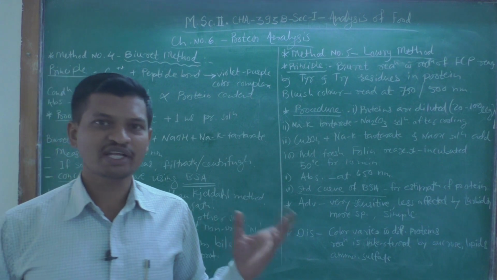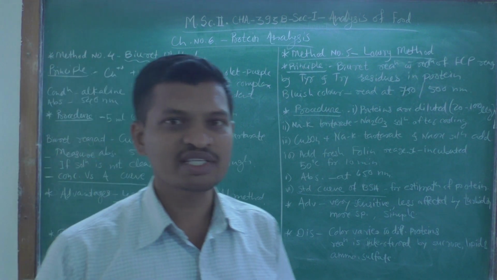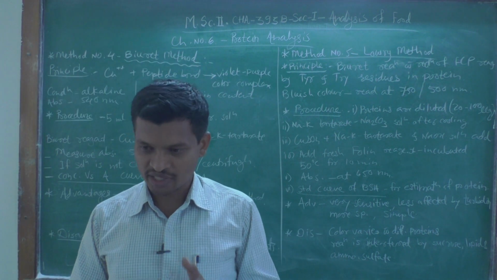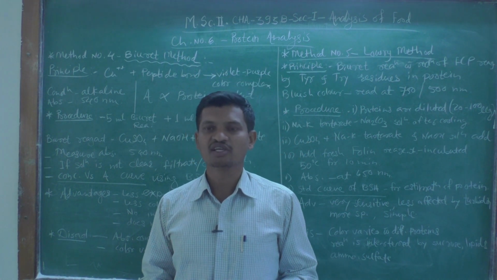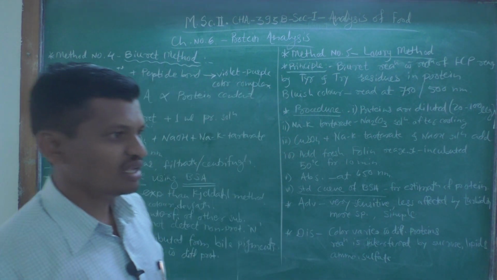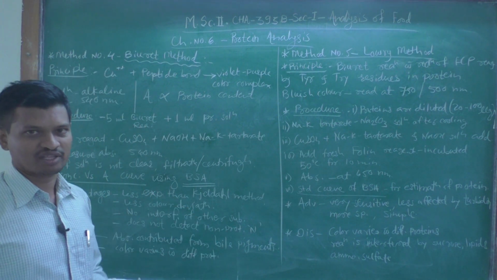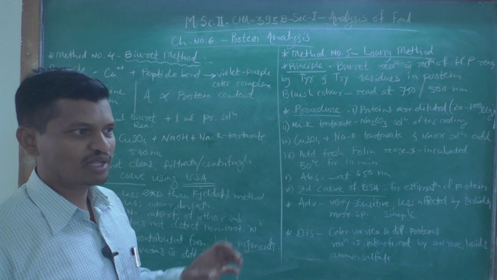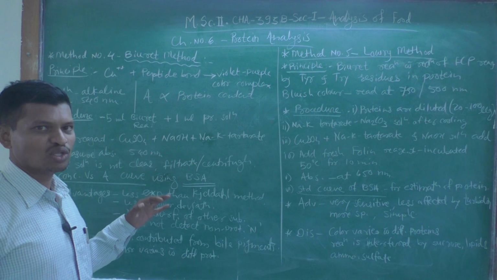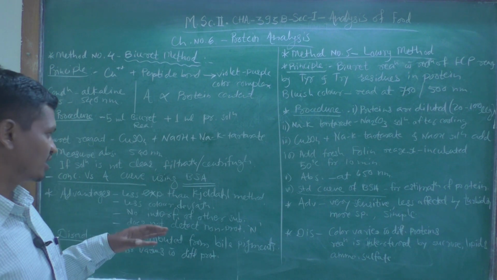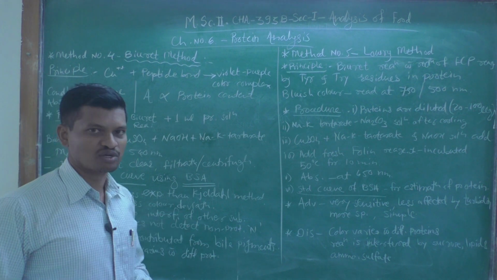Now, applications. What are the applications of this fourth method, that is the biuret method? This method can be used to determine the protein content of food samples such as meat, cereals, etc. Then, what are the advantages? The advantage is that it is less expensive than the Gel-Dal method. The Gel-Dal method is somewhat expensive, and this biuret method is a cheaper method.